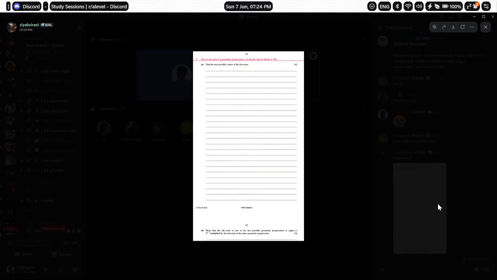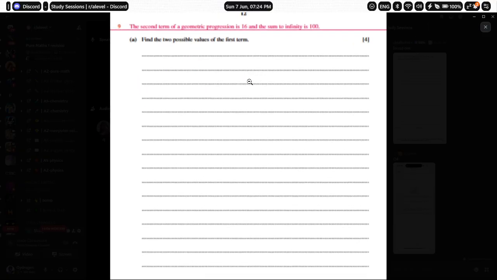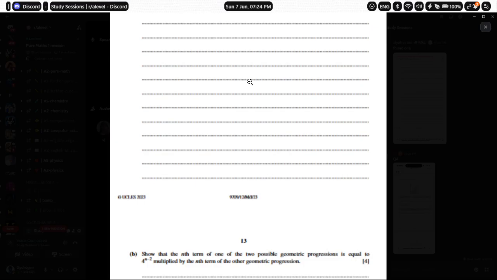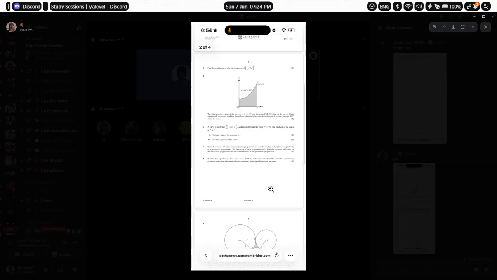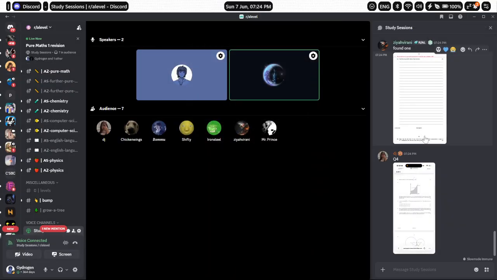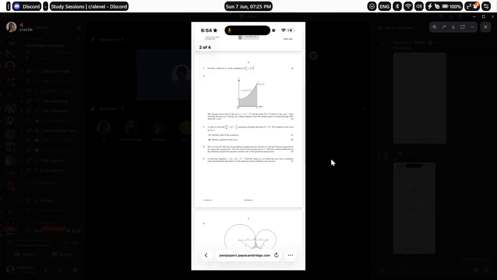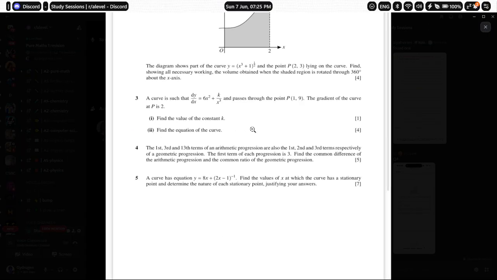So my thing with APGP is not so good. That's the only question I lost marks in. I lost 1 mark in that question. The second term of a geometric progression is 16 and sum to infinity is 100. Find the two possible values.